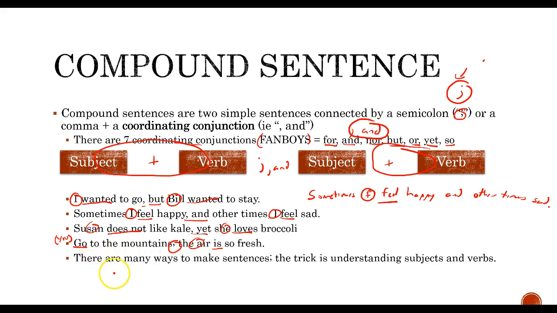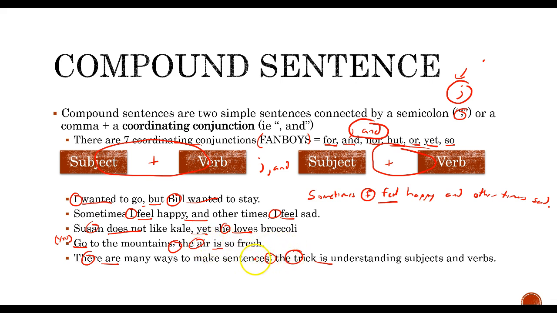And here's another one. There are many ways to make sentences, semicolon. The trick is understanding subjects and verbs. Really good thought here, and also a compound sentence. There are many ways to make sentences. The trick is understanding subjects and verbs. And here's the semicolon. This is a better use of the semicolon, I think.